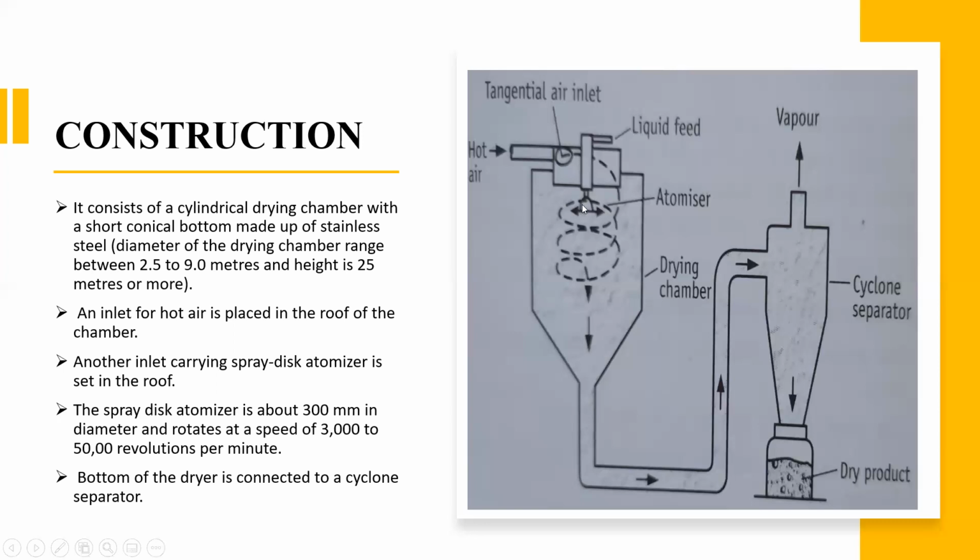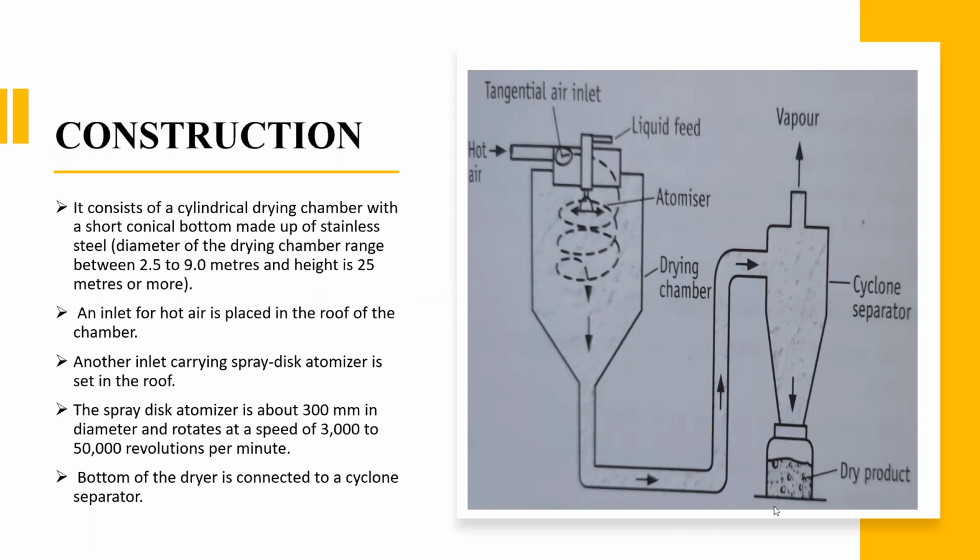The diameter of this atomizer is 300 millimeters, and it rotates at a speed of 3000 to 50,000 revolutions per minute. At the bottom of the dryer, the dryer is connected to a cyclone separator.